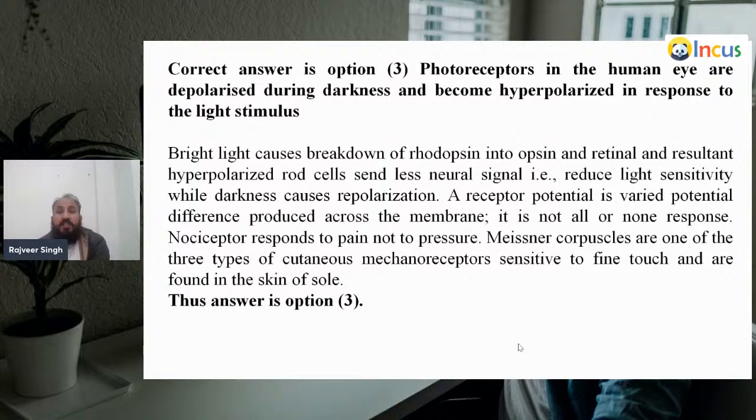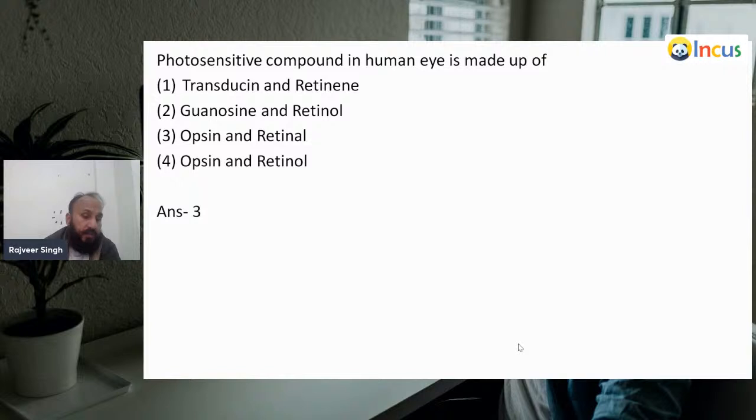Is it fine? A receptor potential is a variable potential difference produced across the membrane. It is not all or none. A receptor responds to a pen, not a pressure. And Meissner's corpuscles, you should know, are one of the three types of cutaneous mechanoreceptors, sensitive to fine touch and found in the skin of the sole. So the third option is the right one.